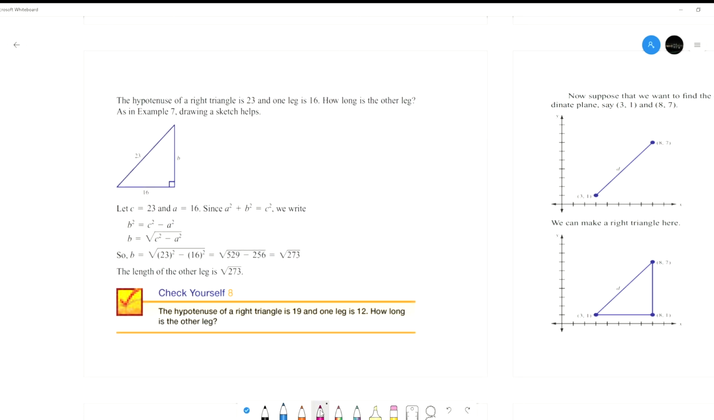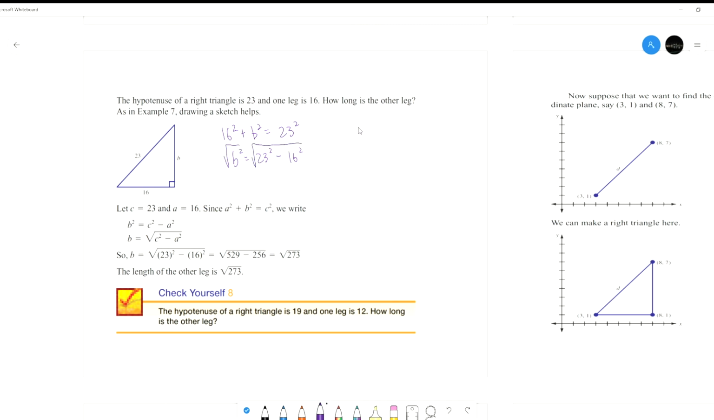Sorry, let me change this. Okay, so right now we have 16 squared plus the other leg squared is equal to the hypotenuse squared, right? But we want to solve for the leg b squared. So what I'm going to do is subtract this 16 squared. So b squared is equal to 23 squared minus 16 squared. So now b is by itself, I can square root both sides.